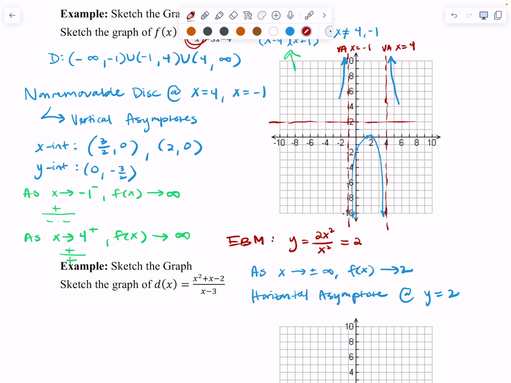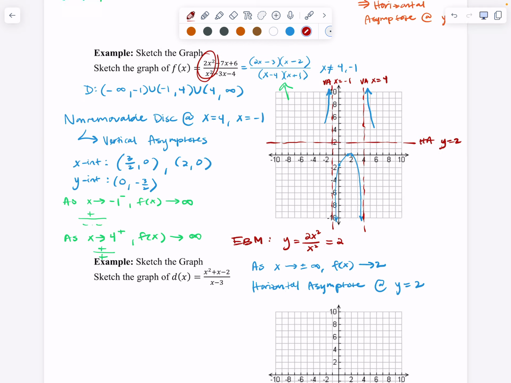Wait, can you not do the EBM and just calculate the horizontal asymptote? Yep. The EBM is side work. So if you're somebody that's memorized the exponent rules, or you're doing just a numerical analysis, thinking as x approaches positive or negative infinity without identifying the EBM, that's fine.